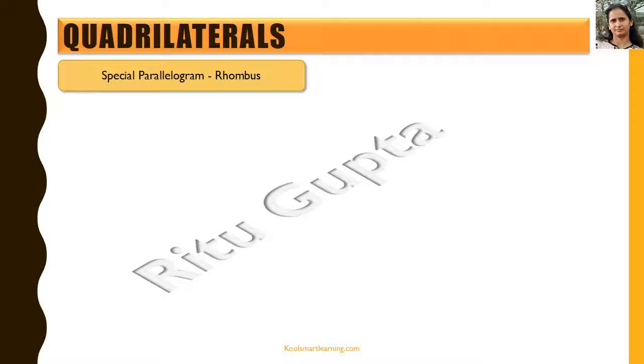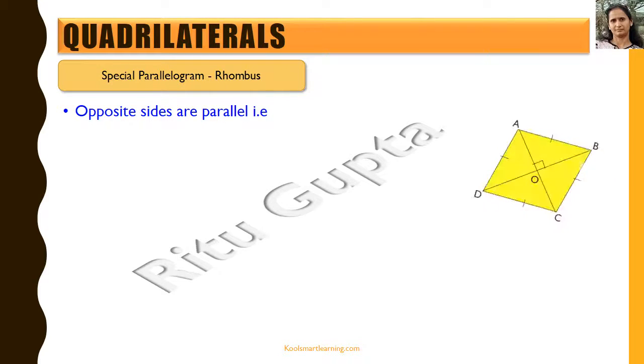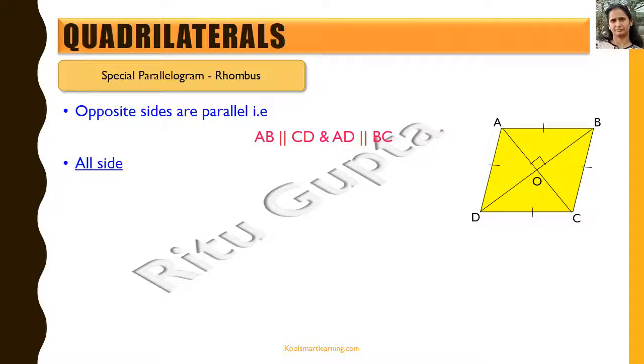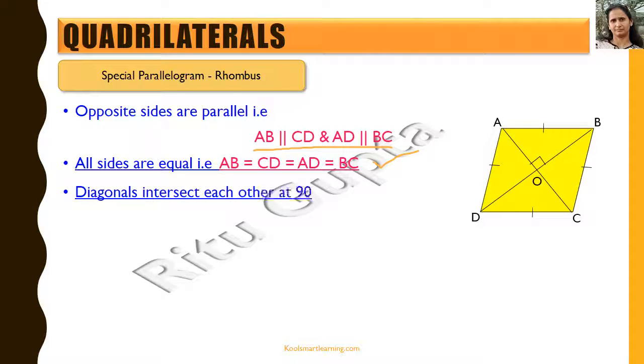Let's now talk about another special parallelogram, which is rhombus. So as the parallelogram says, opposite sides are parallel and equal. So we have AB parallel to CD and AD parallel to BC. Now as a special case of parallelogram, in a rhombus, all the sides are equal. So AB is equal to CD is equal to AD is equal to BC. The diagonals intersect each other at 90 degree. So which is not the case for a normal parallelogram, but for rhombus they intersect each other at 90 degree.